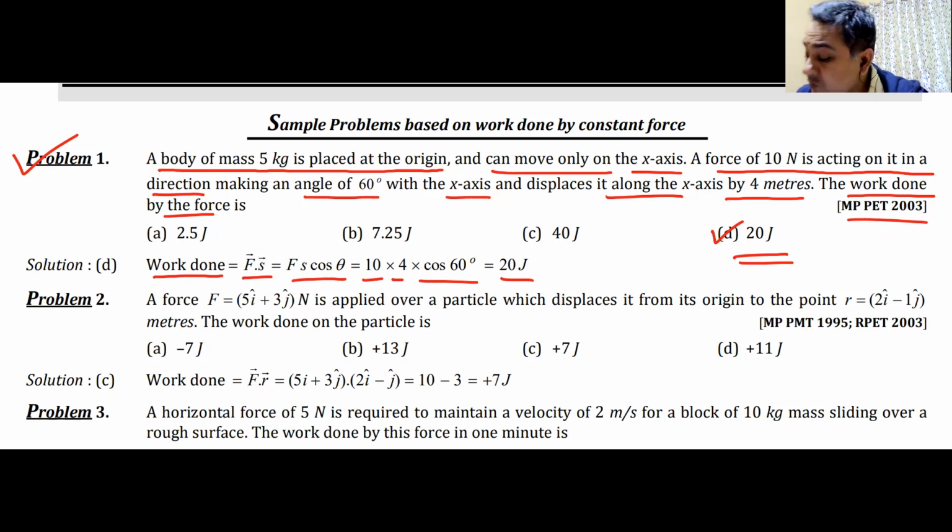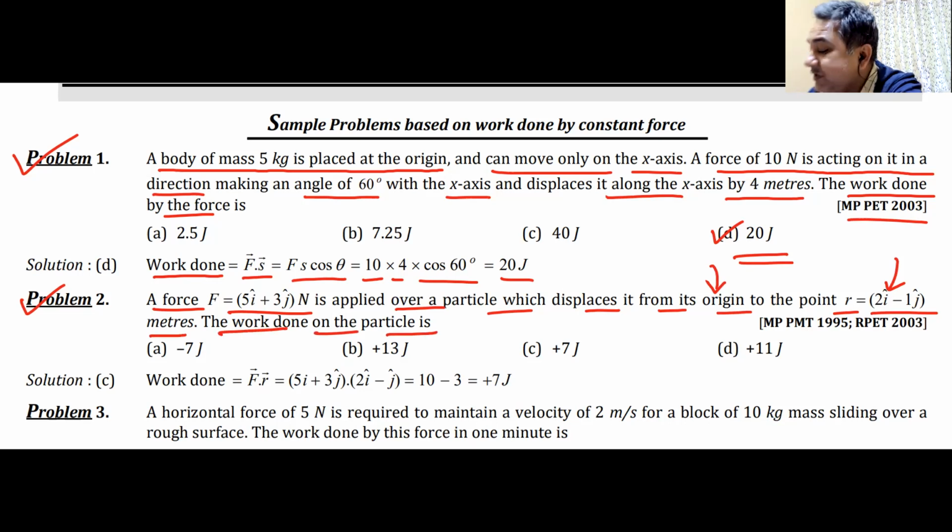Okay. Then we move on to problem number 2. Problem number 2 is also a very simple problem. Force is given as 5I plus 3J, applied over a particle which displaces it from origin. So the initial position is origin. The second position is 2I minus 1J. Instead of writing 1J, it can be done as J. 2I minus J meters. What is the work done on the particle?